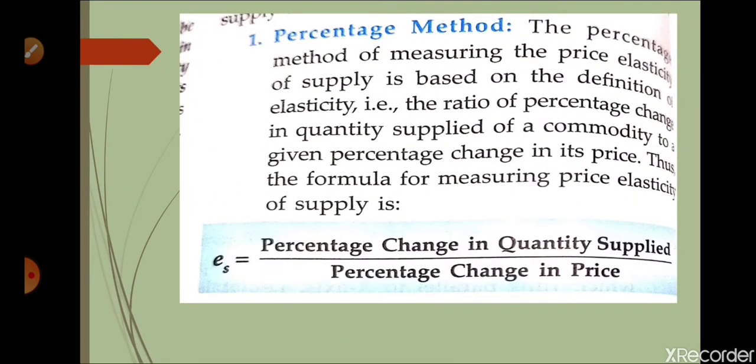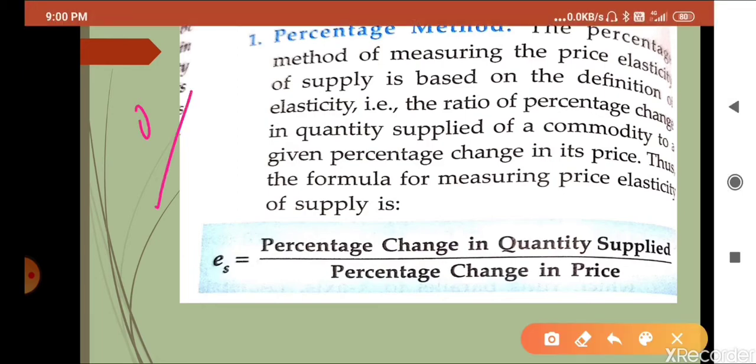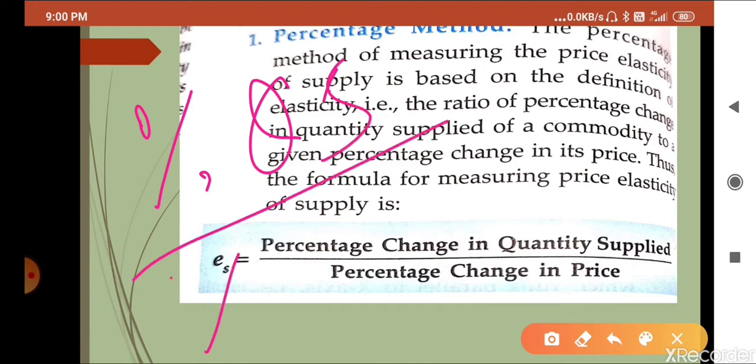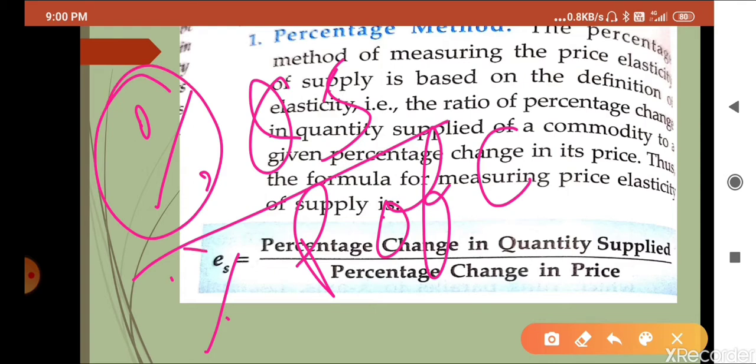As we have made it clear before, elasticity of supply is the percentage change in quantity supplied upon percentage change in price of the commodity. So that is the formula of this one. Whatever the change in the price, due to that whatever the change in the quantity supplied, that is known as percentage change method, and it is in percentage, so that's why we are multiplying by 100.